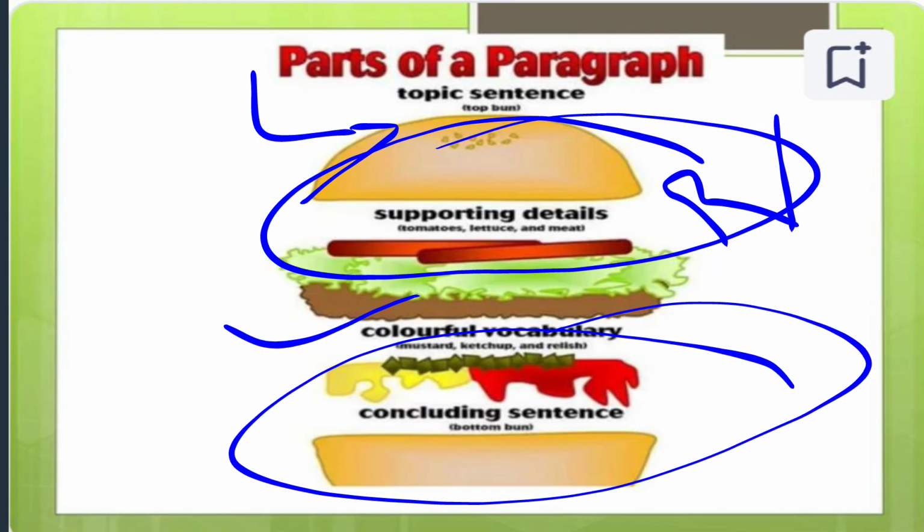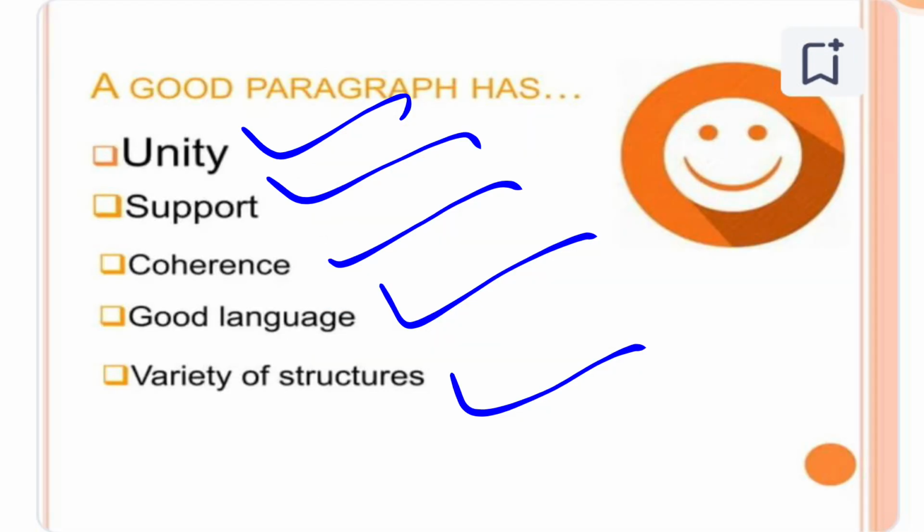Now look at this. Topic sentence means whatever the topic is given to you, you need to find out some supporting statements for the topic. Try to use colorful vocabulary. Try to use good vocabulary. Your diction must be good. And then conclude the paragraph. A good paragraph has unity, support, coherence, good language, and variety of structure.